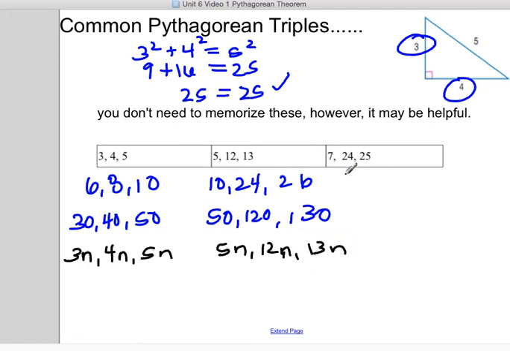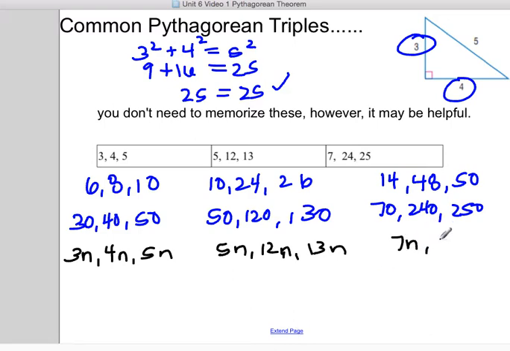And lastly, there's the 7, 24, 25 Pythagorean triple, which I could do the same thing. Times it by 2, so 48, 50, that's another example. Times them by 10, I would have 70, 240, 250. And if I wanted to find more, I would just multiply by any number I wanted. Just make sure you multiply them all by the same number. They're nice because they give you whole integer values and no square root of anything. Okay, so those are Pythagorean triples.